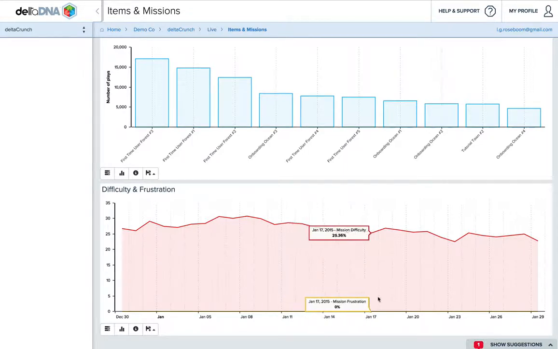We don't have frustration in this one, actually, because Delta Crunch doesn't have mission abandoned events. But frustration is the count of mission abandoned events over mission completed events. And difficulty is mission failed over mission completed.